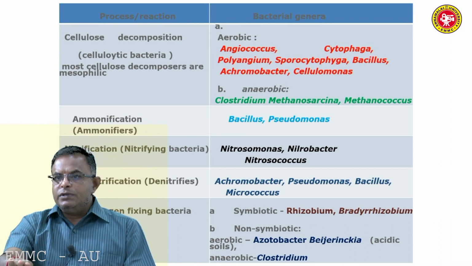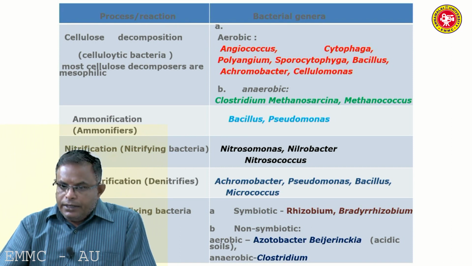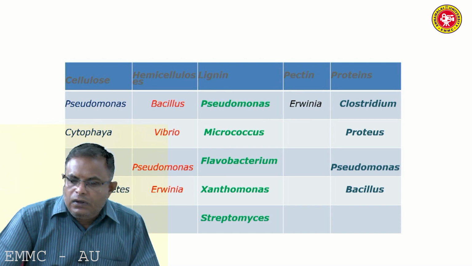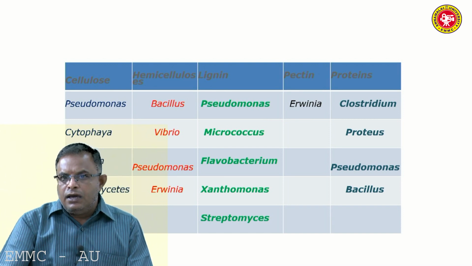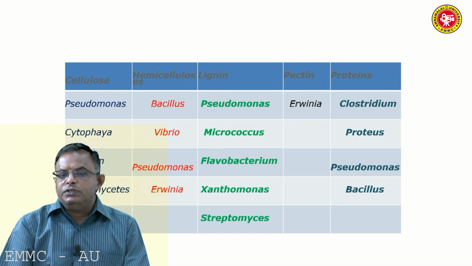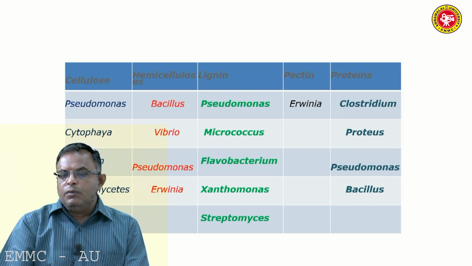So, some of the examples are given in this table. Okay. These are the organisms which are involved in the decomposing of cellulose compounds.